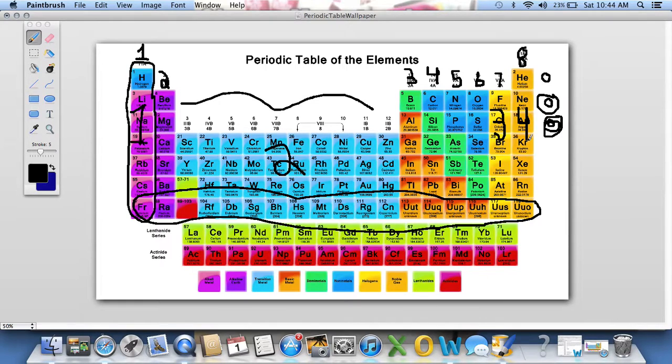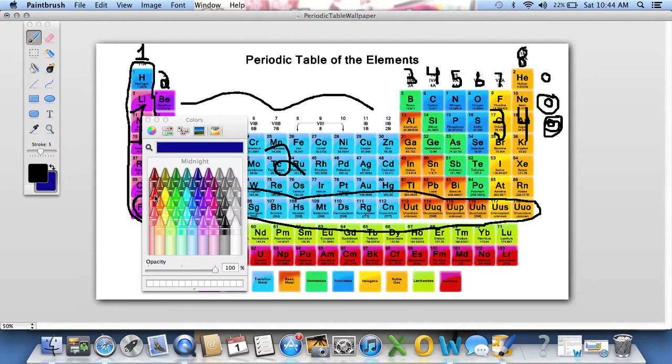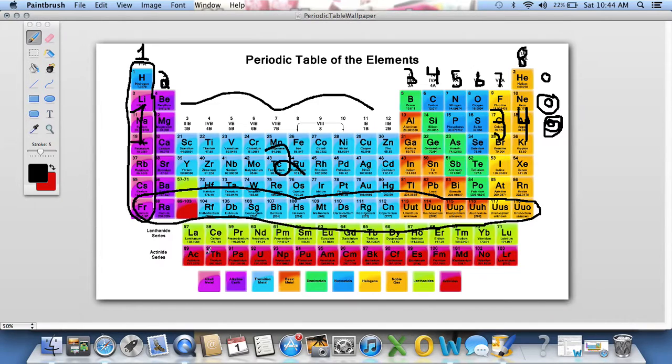A few other properties about the periodic table that you may need to know for the test. I'll change to a different color. The last 2 periods that are located down here at the bottom of the periodic table are called the lanthanide and actinide series. And these are important, that you just know where they are. Know that they're located at the bottom of the periodic table.